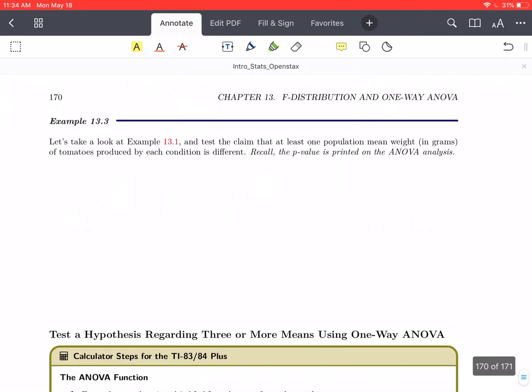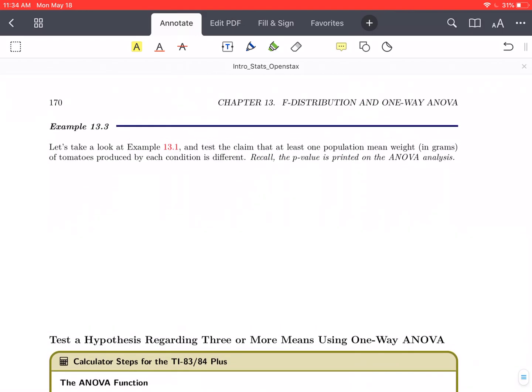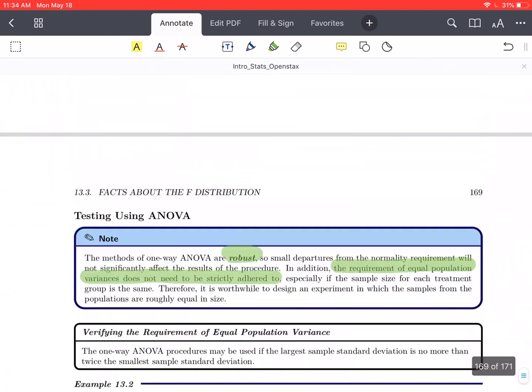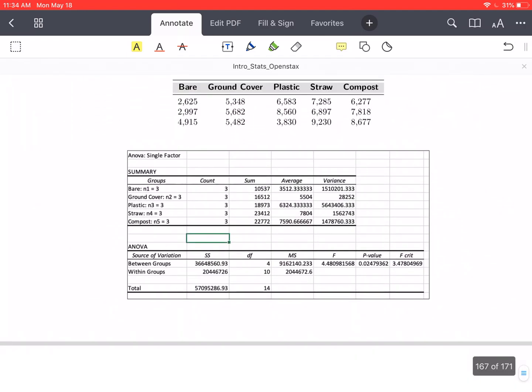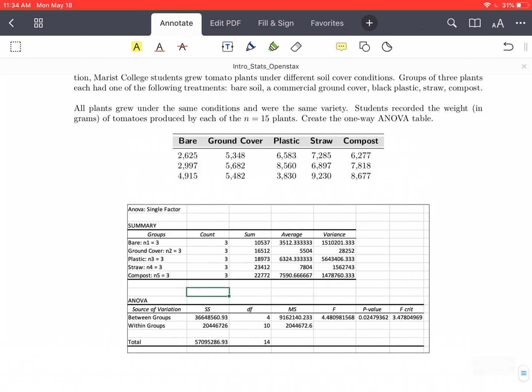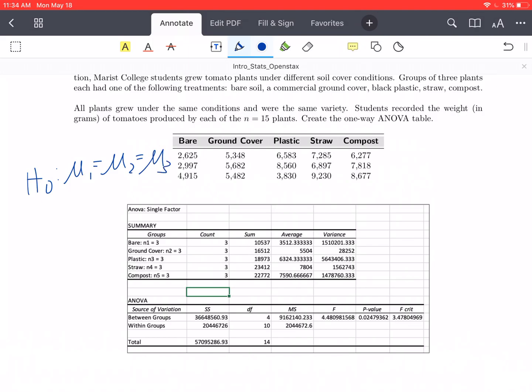So let's take a look at example 13.1 and test the claim that at least one population mean weight in grams of tomatoes is different. So let's go back and look at this, but if you want to keep your page right here, then you can do writing on this one. But let me go back to the example. Here it is. Okay, so we want to run a hypothesis test on this. Well, the hypothesis test is that, right, so H naught, or null, is that all three are equal. And the alternative is that at least one is different.